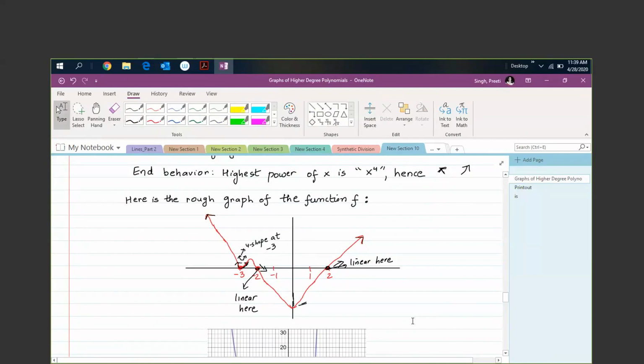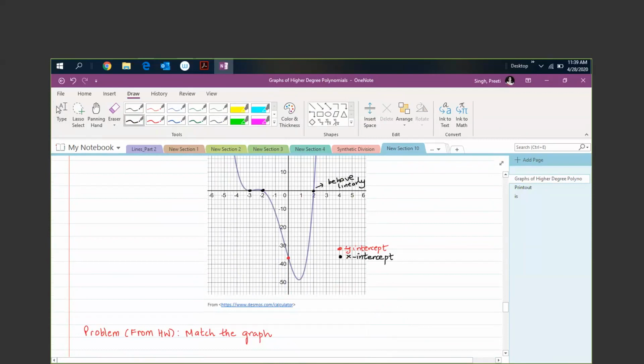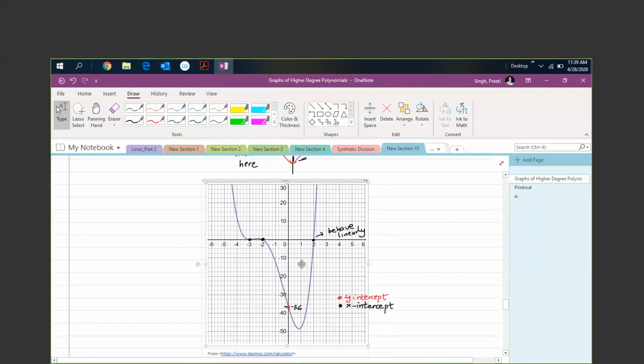Okay, and the exact graph is right here. They have the y-intercept also, which is -36. And I can see a very small U here. It's not very clear, but this is my U part right here for -3, and then linearly here.